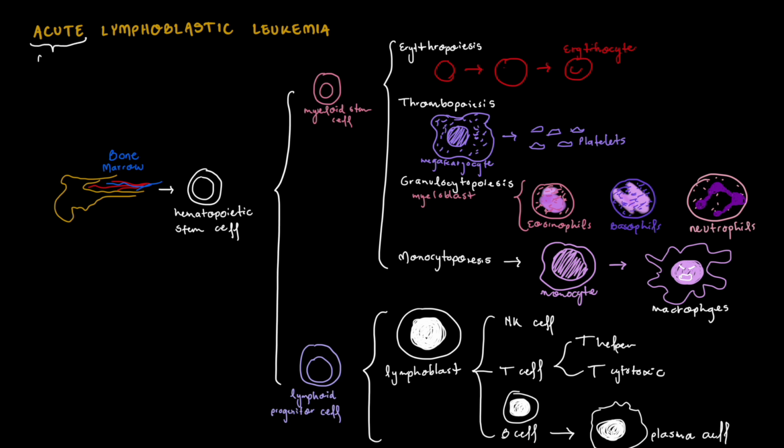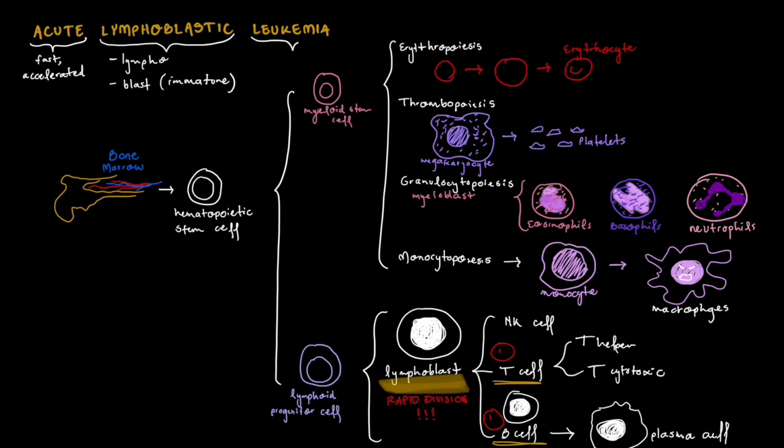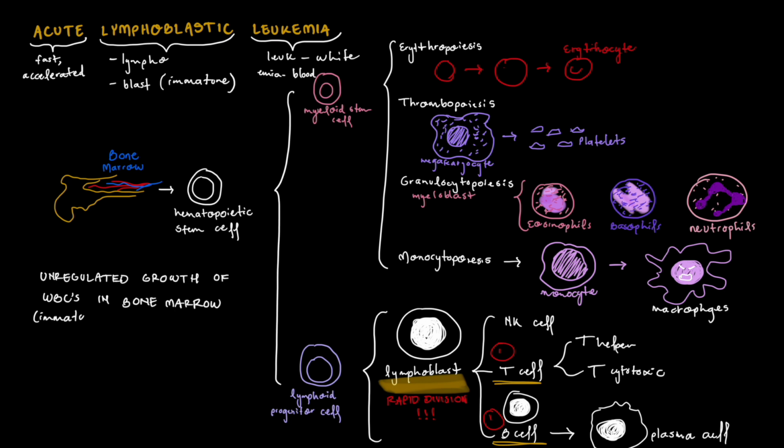This process is going to be an acute disease because it's going to be a fast and accelerated growth of these cells. Lymphoblastic meaning the lympho group of cells, and blast meaning this group in an immature form of the cell. Leukemia meaning affecting the white blood cells, not the red blood cells, meaning erythrocytes. So, acute lymphoblastic leukemia is a dysregulated growth of white blood cells in the bone marrow.